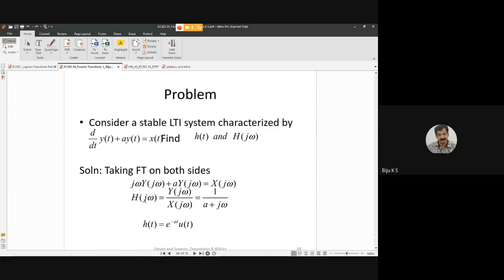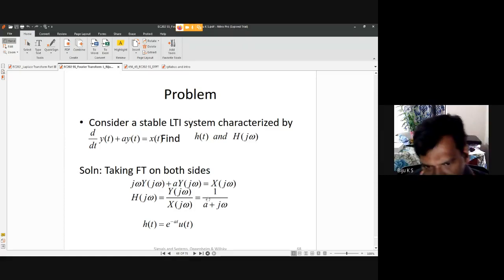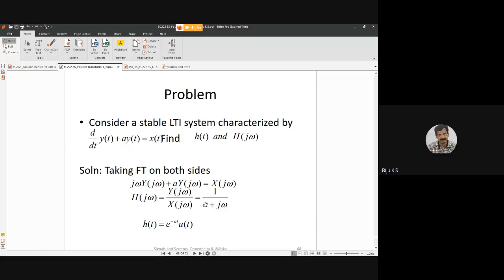Similarly, you can take the angle of H of j omega, the tan inverse for the numerator and denominator. First you take tan inverse of the imaginary part by the real part, so here it is minus of tan inverse of omega by a. Here we can also calculate h(t), the impulse response. So h(t) is equal to e raised to minus a t into u of t.